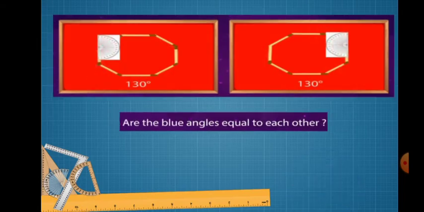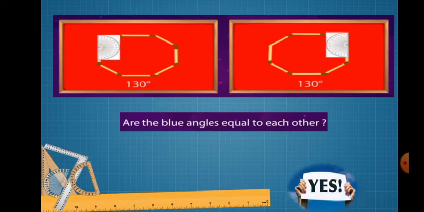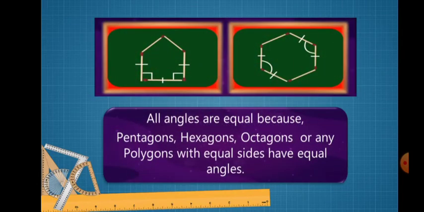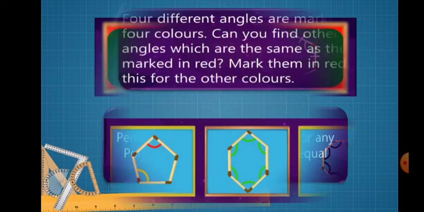Are the blue angles equal to each other? Yes, both of them measure 130 degrees. All the angles are equal because pentagons, hexagons, octagons or any polygons with equal sides have equal angles. This pentagon has 5 sides which are equal to each other. So we can observe equal measures of angles inside these shapes.